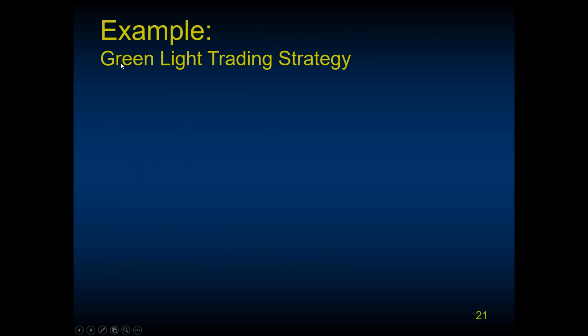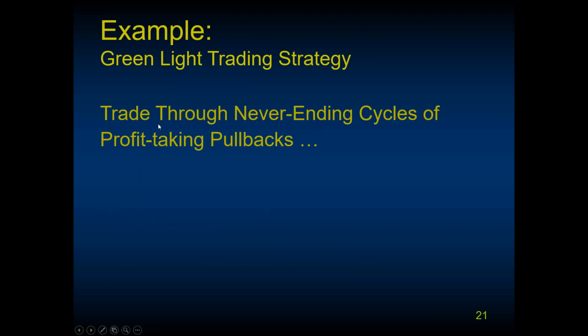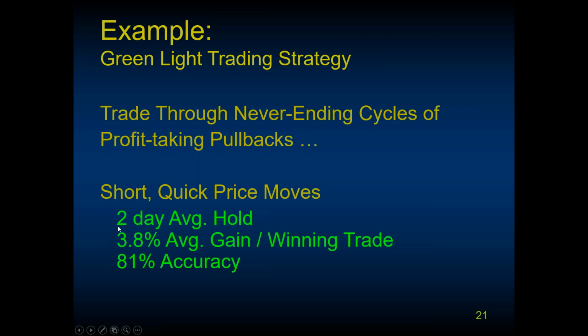Now we're going to talk about triangulation and using the 3 indicators. As an example, we're going to use our favorite strategy, the one we have at Steady Trader. It's called the green light trading strategy. Again, it's designed, as we've been talking about, to trade through what I call these never-ending cycles of profit-taking pullbacks. So we use short, quick moves, 2-day average holds, a modest average gain per trade of 3.8%, but highly accurate signals, and that's what you get from the triangulation.